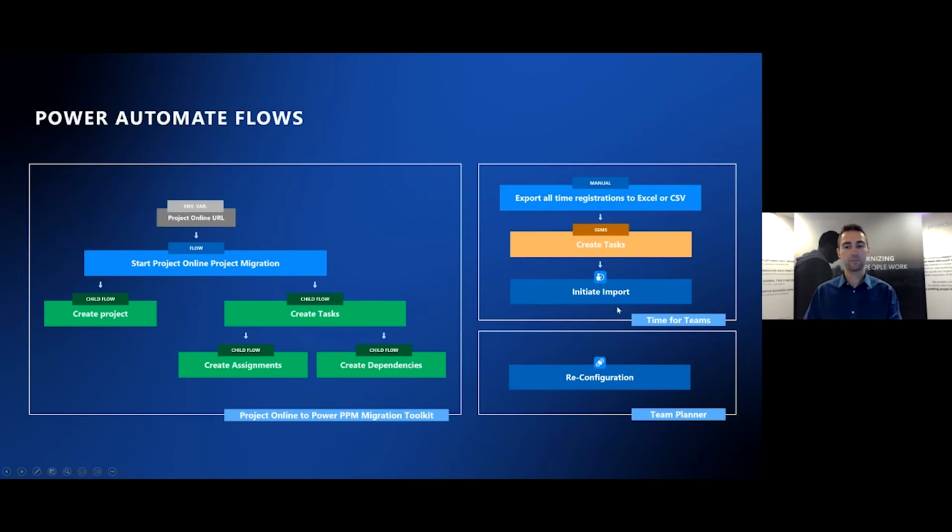Now, migrating data from Time for Teams is actually very easy. You can easily export all the time registrations into a CSV file, an Excel file, and then you just upload that Excel file into Time for Teams, and it will take care of the rest. Team Planner in itself doesn't really need to be migrated because the data that exists on Project Online will have the same format and IDs as the data that will exist in Power PPM. So we'll simply just reconfigure Team Planner to support a new Project Online environment, a new Power PPM environment.